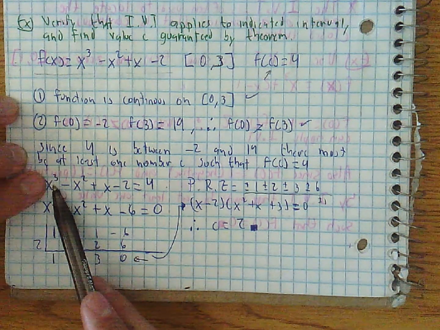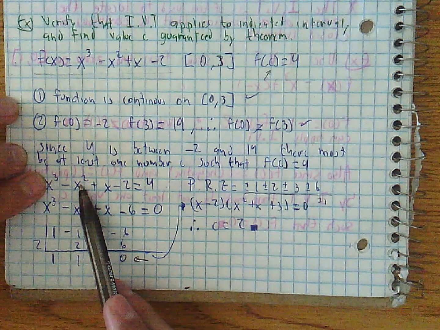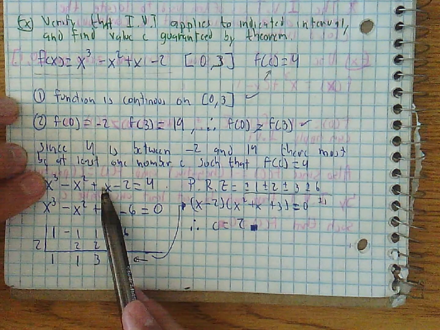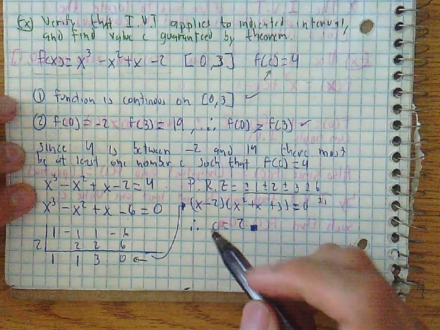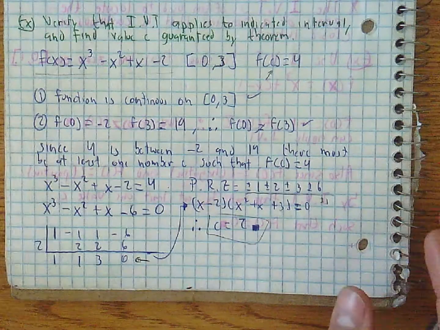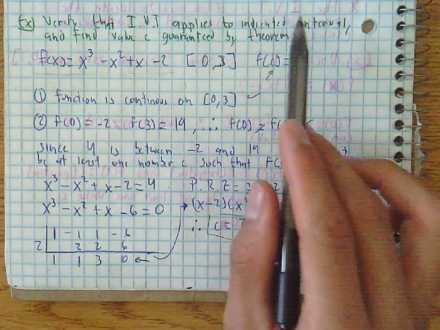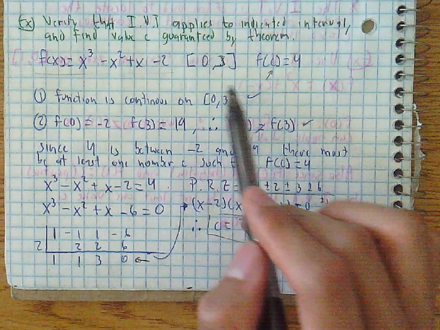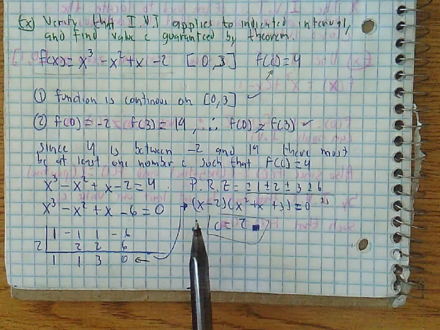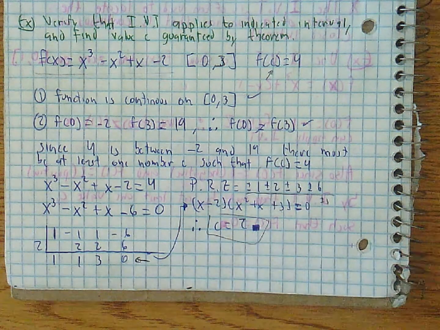2 to the third power is 8. Minus 4 is 4. Plus 2 is 6. And minus 2 is 4. Therefore, we have successfully proven that the intermediate value theorem does apply to this indicated interval. And we found out that the c value that would make that true would have to be 2.